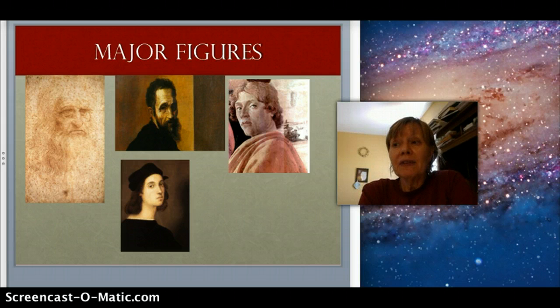You might not recognize these faces, maybe you do, but I know that you will have seen or heard of the art they produced during the Renaissance. On the left is Leonardo da Vinci. In the center is Michelangelo. Below him is Raphael. And to the right is Botticelli. Now, you'll learn more about these artists and many other figures who lived during the Renaissance as we continue in this unit.